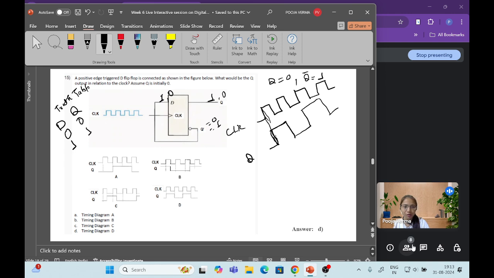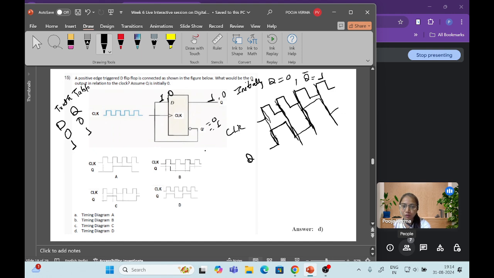Yeah, are you getting this? This is a clock signal, right? It is going up, down, up, down. This is one cycle, a total of one cycle. So initially Q is 0, then Q dash will be 1, right? Q dash will be 1.